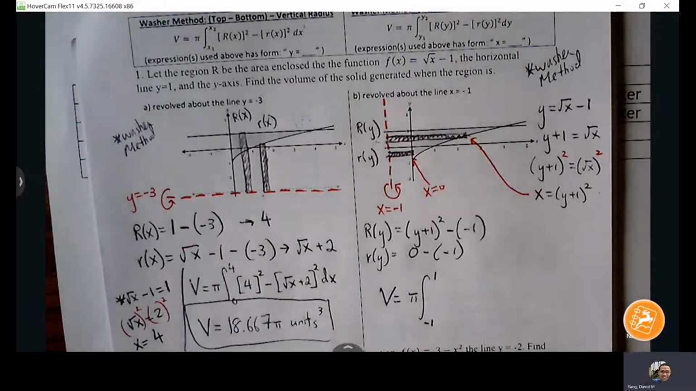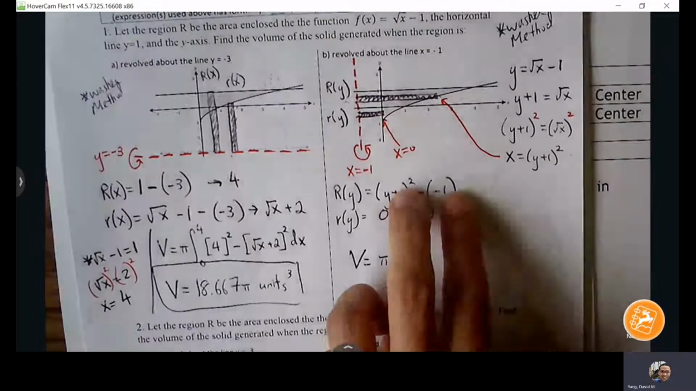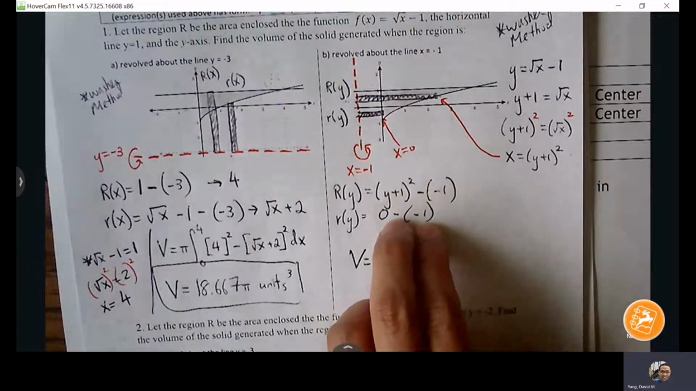And the rest we can just use our formula, right? Big radius squared minus little radius squared.